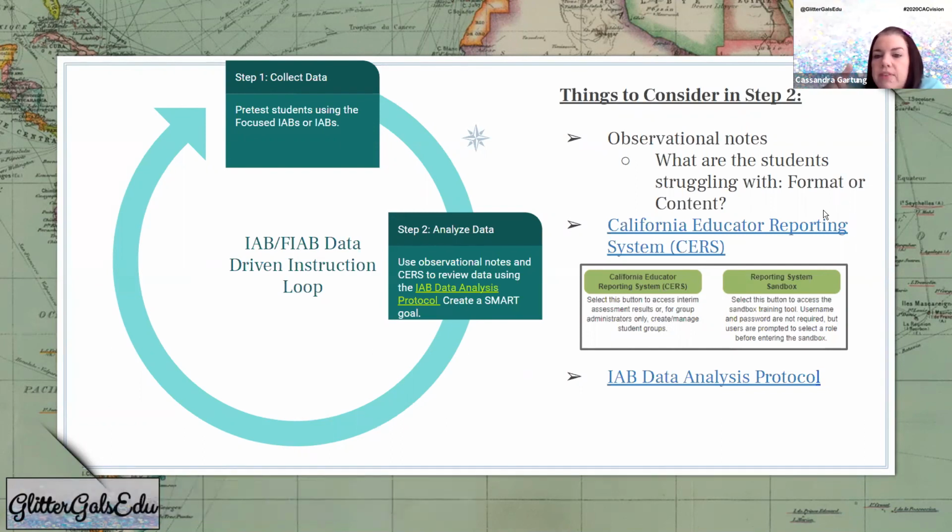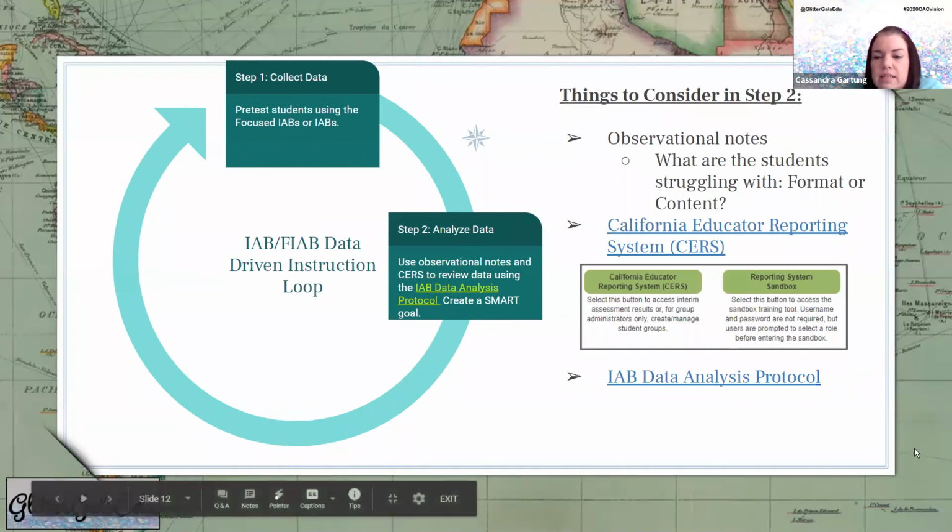Okay. So observational notes, super important. Walk around. What are your students struggling with, format or content? When I started, for example, with the listen and interpret IAB, I found out that my students struggled with the format quite a bit. They didn't know specifically that when they were listening, maybe they should be taking notes. They struggled with some of the answer choices. So I discovered that it wasn't necessarily that they couldn't do this test. It was the fact that they weren't sure about the format of the test. So it wasn't necessarily all about the content at this point.